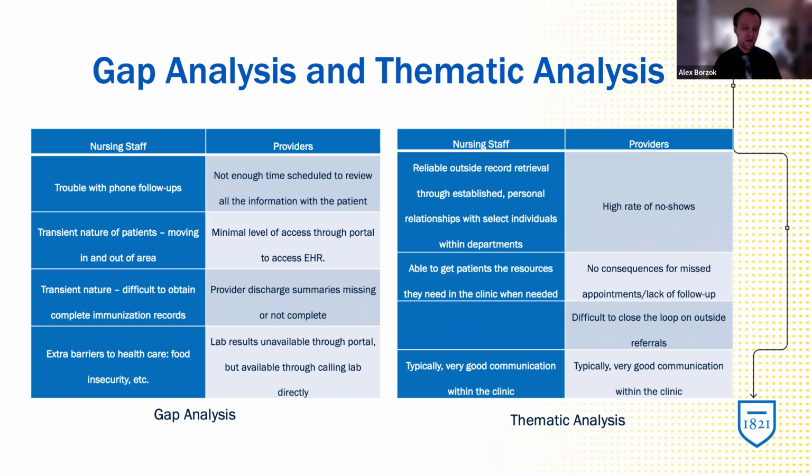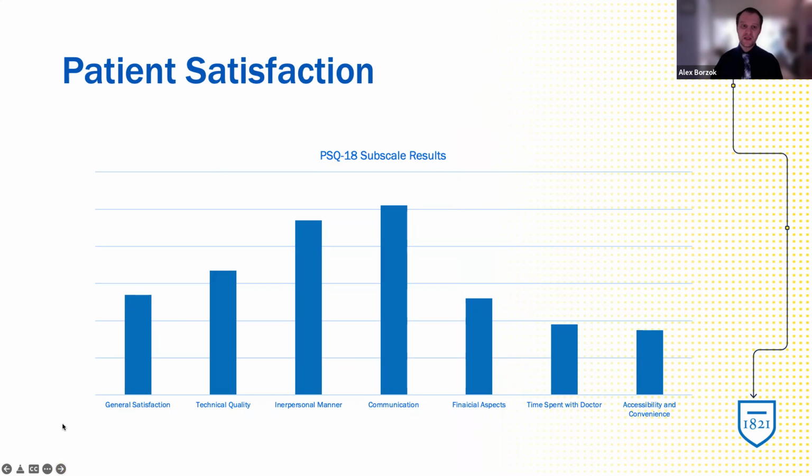As you can see here, a lot of different things were identified, barriers to obtaining care, things of that nature, the transient nature of patients, trouble with phone follow-ups, and we looked at both nursing and providers, two different things. What also came into play was perception, when we looked at patient satisfaction and staff satisfaction. So this is the PSQ-18. It's an evidence-based patient satisfaction survey.